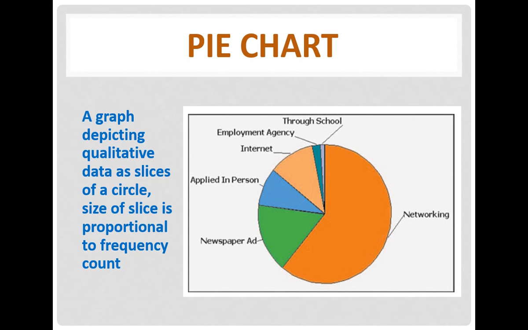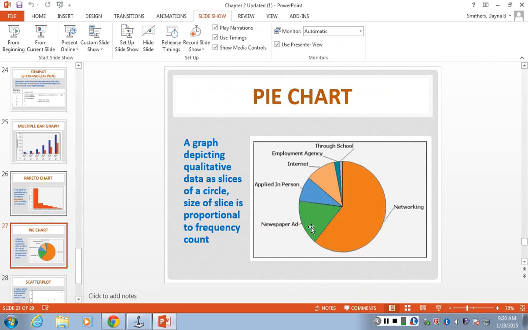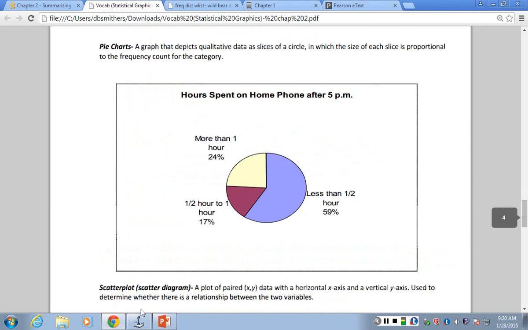Let me show you a better example. You will have to know how to do this one, okay? A much better example is the one in your notes. What are we talking about? Hours spent on the home phone after 5 p.m. I have each of my categories labeled with the percents.